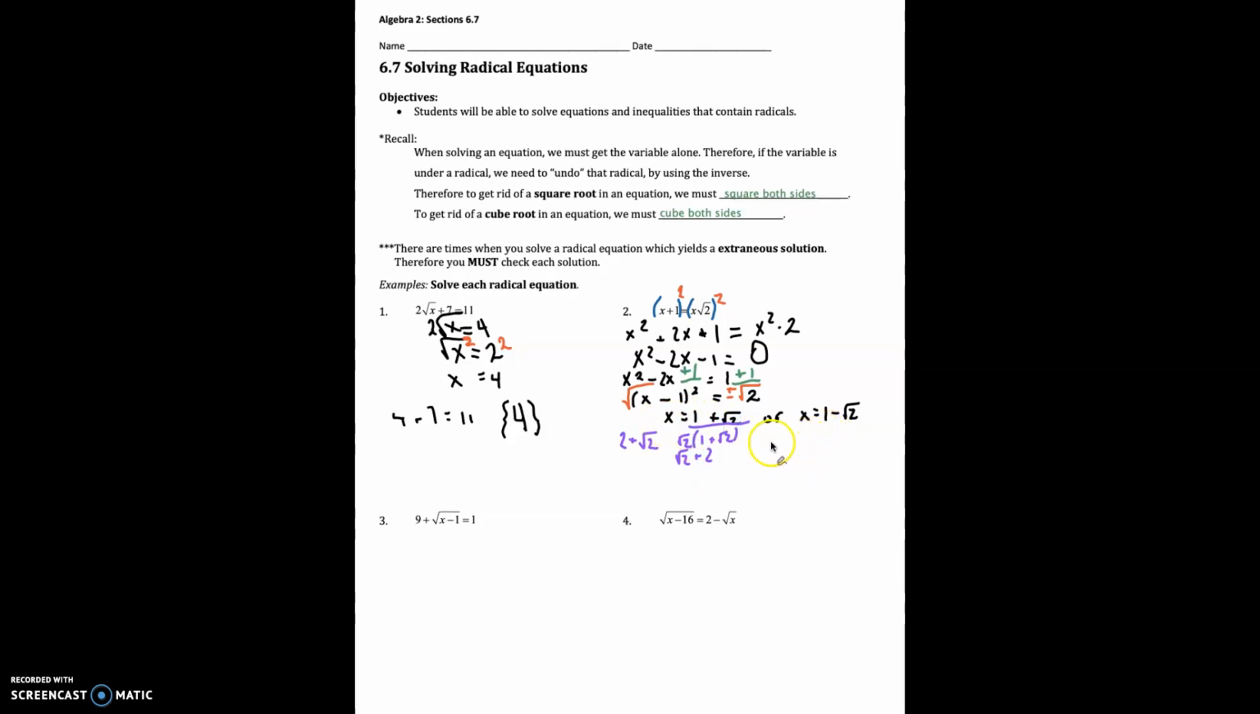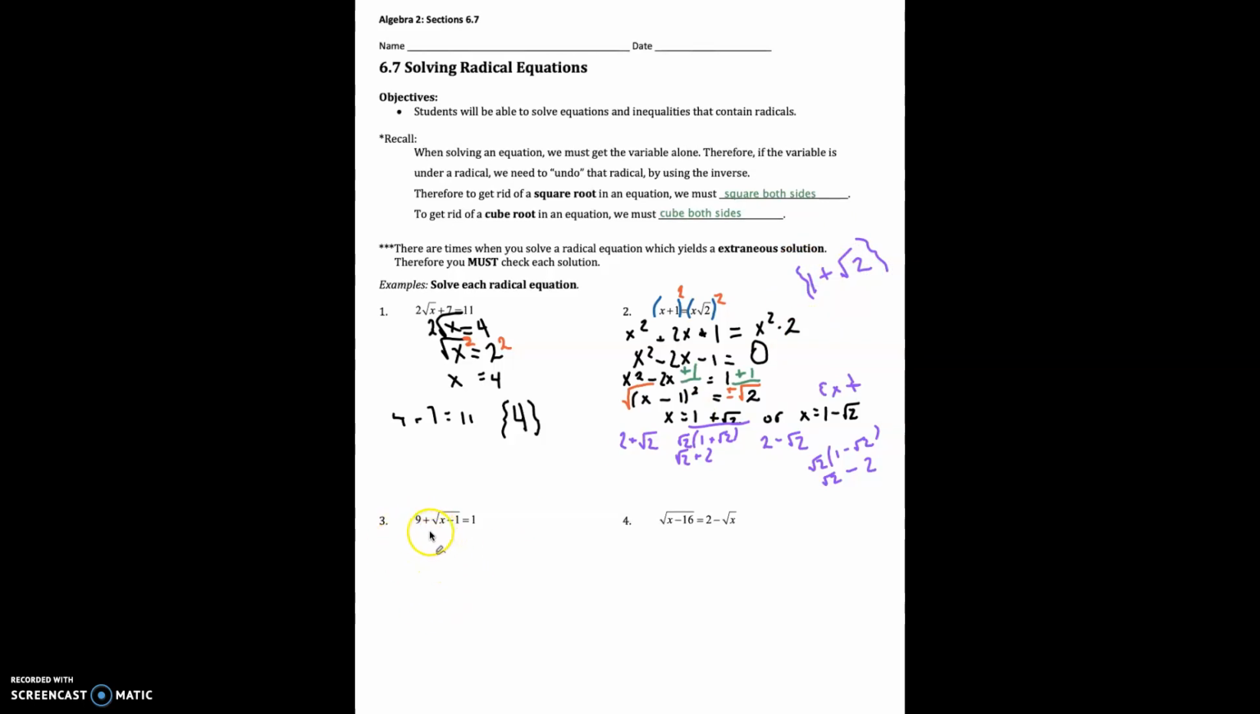Now the next one, I'm going to add 1 to it, and I get 2 minus root 2. And right away, hopefully you notice, if you were to distribute this root 2 times 1 minus root 2, you're going to get root 2 minus 2, which is not the same as 2 minus root 2. So this is extraneous. So the only solution that works here is 1 plus root 2.